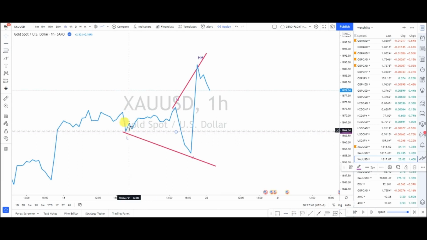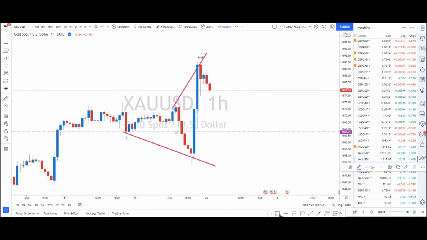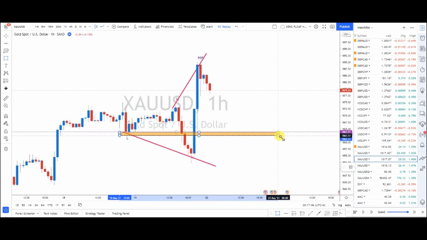Left shoulder. This is the left shoulder. Okay, we change to the line chart. We can see this is a clear left shoulder, and then we mark the zone. Nothing special about it, just as a monitoring area. So when price comes in, it's easy for us to monitor.